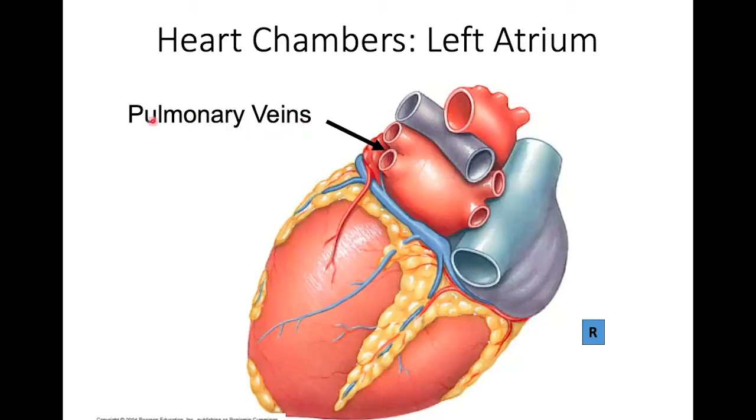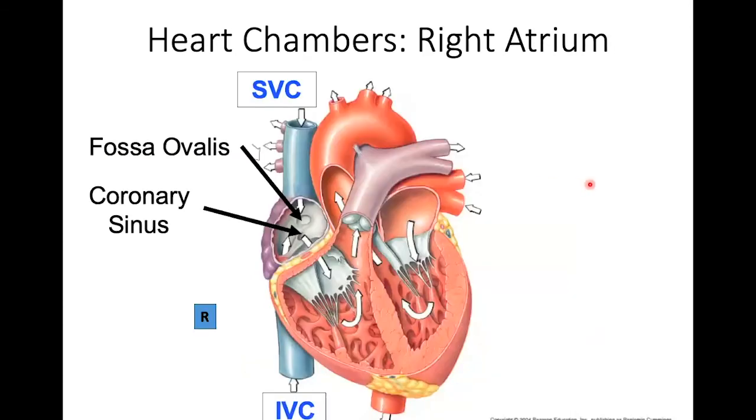So pulmonary refers to the lungs, okay? So we know this is somehow connected to the lungs. Veins, remember, are always going to be taking blood and sending it back to the heart. So if the blood's coming from the lungs back to the heart, you know it must be oxygenated blood, right? So the pulmonary veins deliver that oxygenated blood into the left atrium. You can see here as well from the left lung, you have the pulmonary veins that are taking that oxygenated blood to the left atrium.